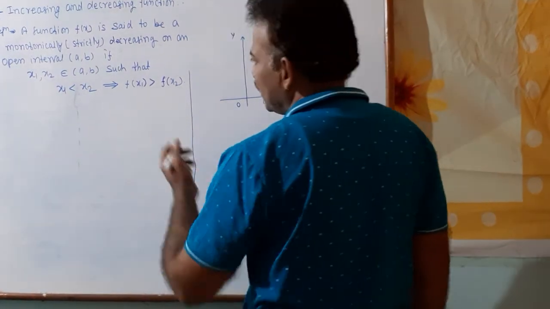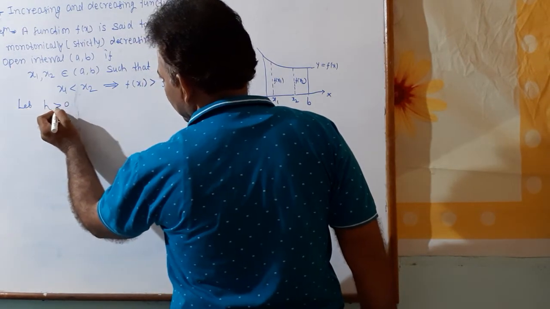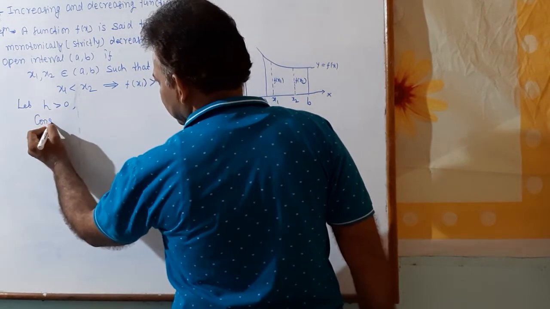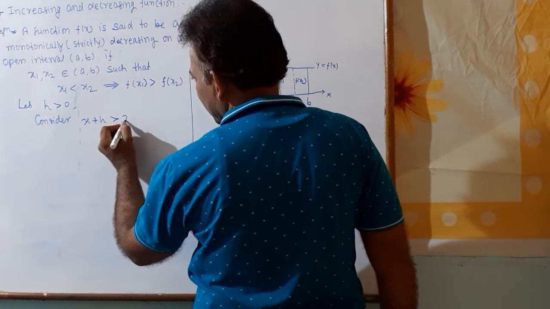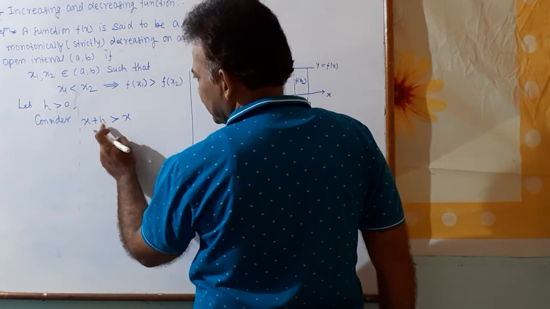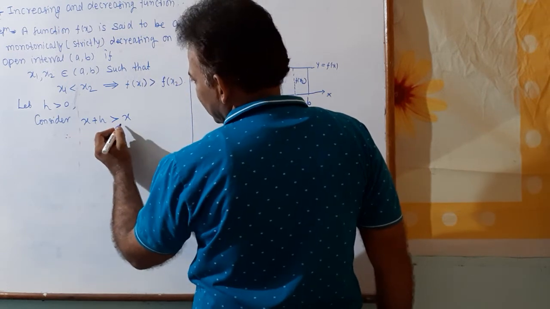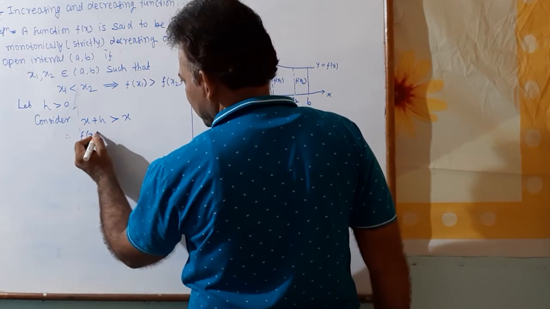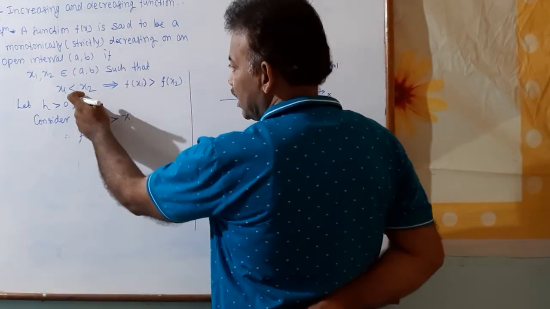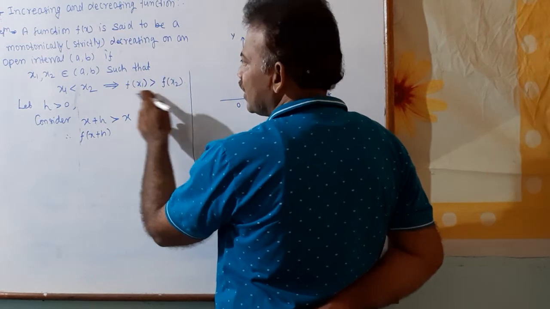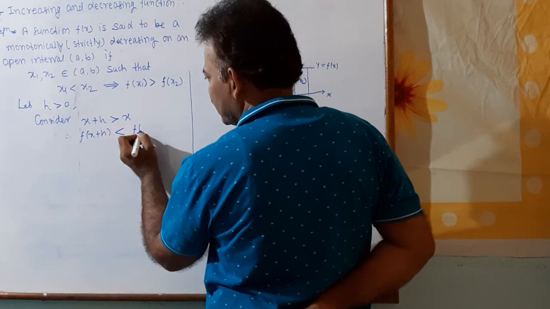We derive the formula by using the definition. Here also we let h greater than 0, very small. Then we consider x plus h greater than x. Always h is positive, we add h to x, so always x plus h is greater than x. We simplify this. Operate f on both sides, f(x plus h). We have taken the function as decreasing. Note that when a function is decreasing, less than becomes greater than, or greater than becomes less than here. Here the sign greater than becomes less than when we operate function f.